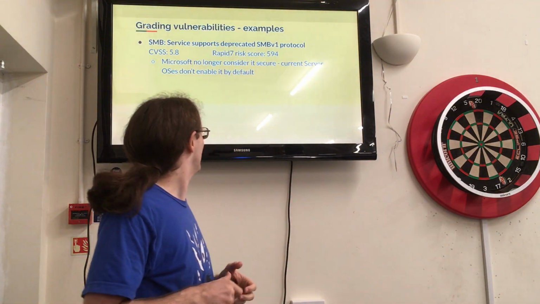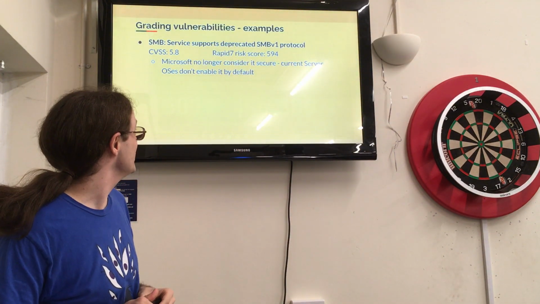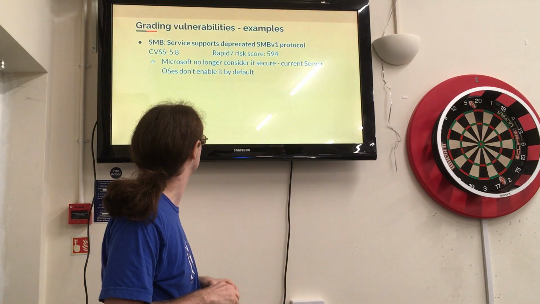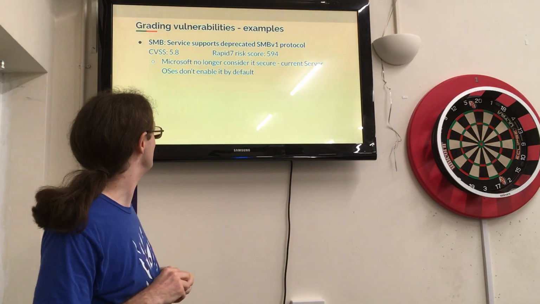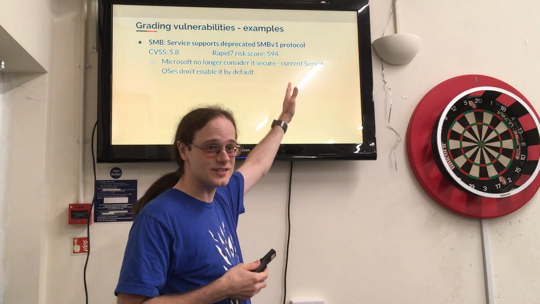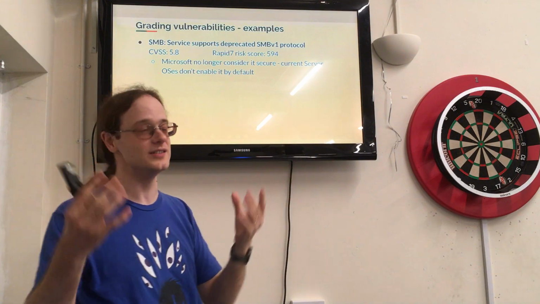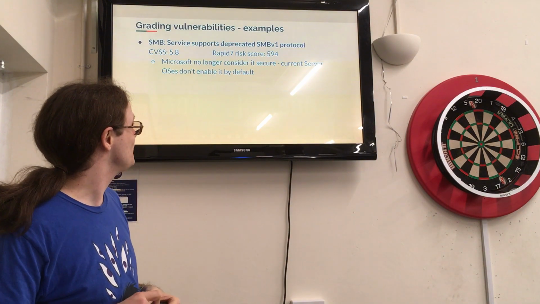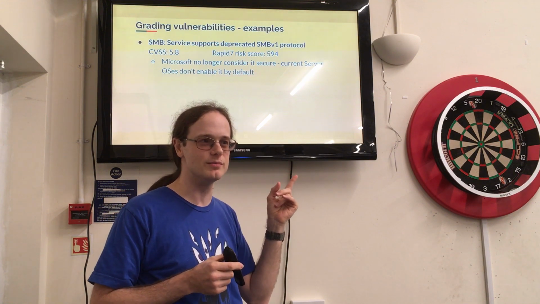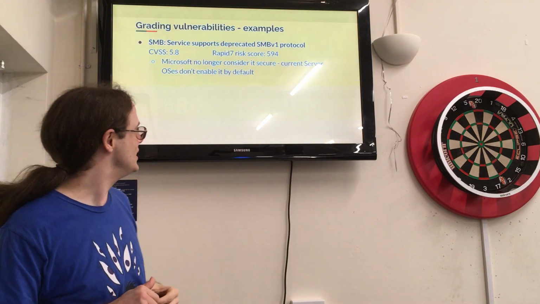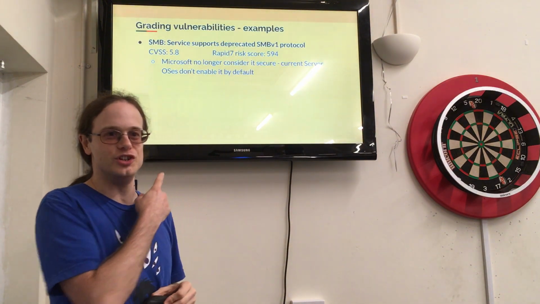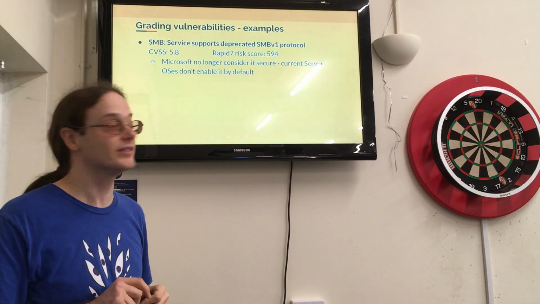Okay. SMB service, so Windows file sharing, supports the deprecated SMB v1 protocol. So we're starting to go up, 5.8 from where we were. The arbitrary score hasn't changed much, which just shows you how these things can be quite arbitrary. Well, SMB v1 is 30 years old. It's at least most of my life old. It's not secure. There are plenty of ways to attack that.